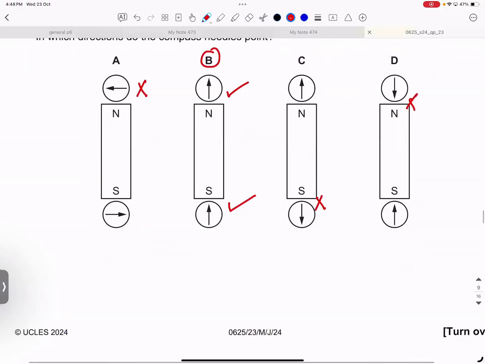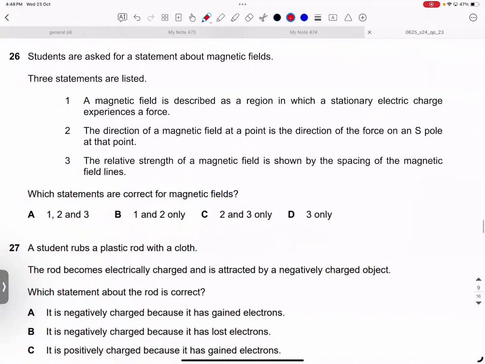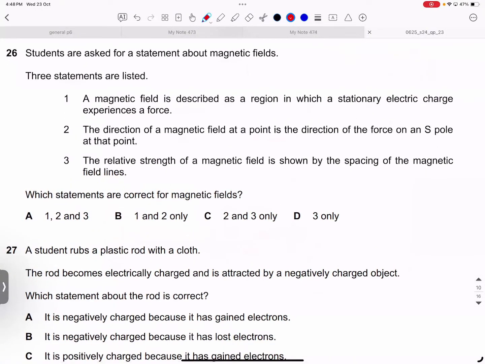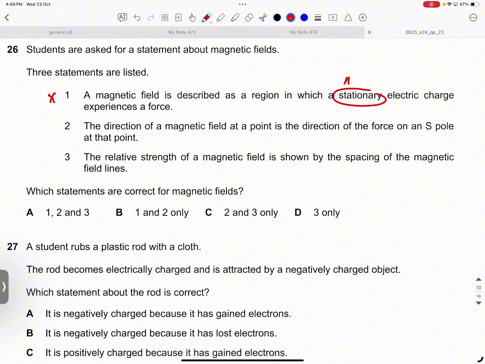Question number 26. Students are asked for a statement about magnetic field. 3 statements are here. A magnetic field is described as the region where a stationary electric charge experiences a force. No. Electric charge can experience a force, but it should be a moving electric charge. It can experience force in a magnetic field. Option 1 is wrong. It's a wrong answer.